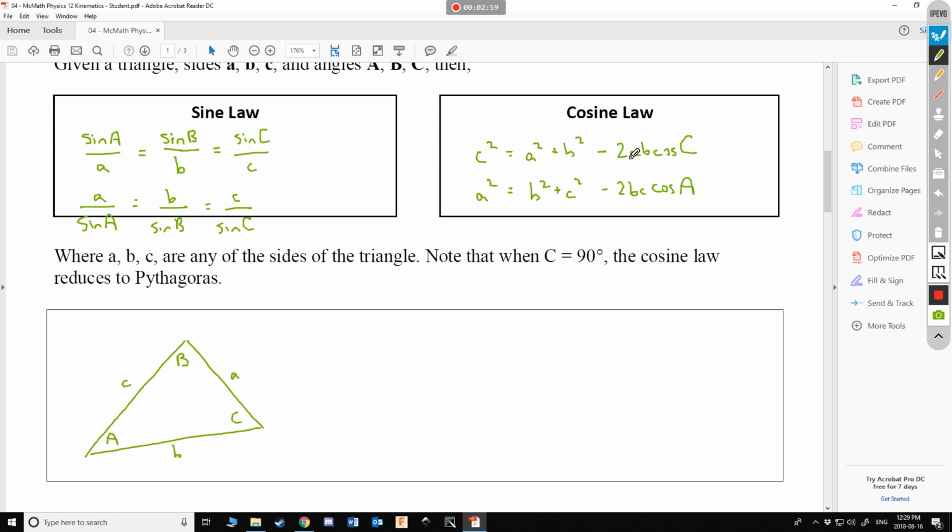So when you have c squared is equal to a squared plus b squared minus 2ab cos C, and if right here, cos 90 is just equal to 0. So if that happens, we just get c squared is equal to a squared plus b squared.